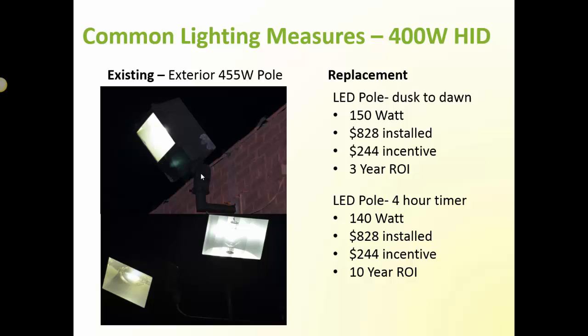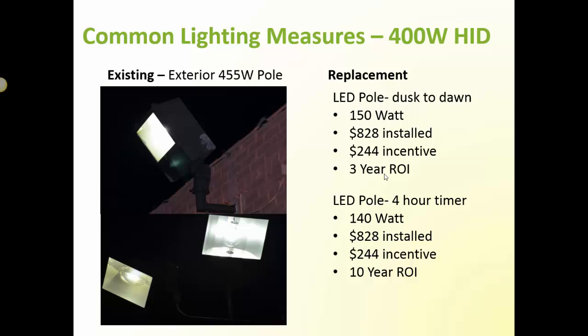This is meant to show the importance of operating hours and collecting that up front. So the LED pole, if it's dusk to dawn, meaning 5, 6 o'clock whenever it gets dark to 5, 6 o'clock in the morning whenever it gets bright again, it's on all night. We're going to use 150 watts, $828 installed, $244 incentive, and you have a 3-year ROI. Again, these are warranted 5, 7, 10 years. So even though it has a longer payback, you're going to make this place brighter, safer, and these are going to last you a long, long time, and you won't have to call somebody because a light burned out.